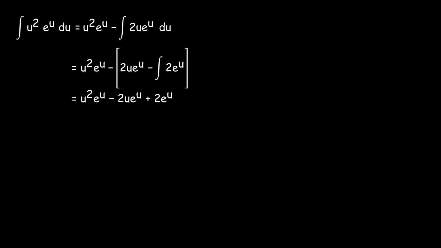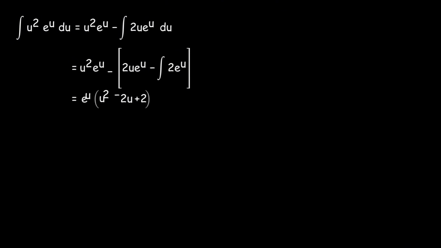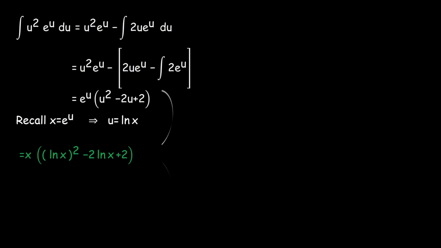So now we are going to factorize the equation, and then we make sure that we plug back in the values of u. So remember, u would be ln x, so our final answer would be x brackets ln x all squared minus 2 ln x plus 2.